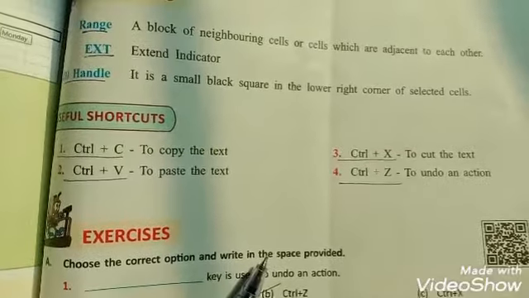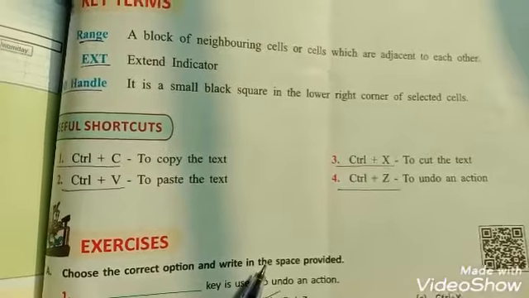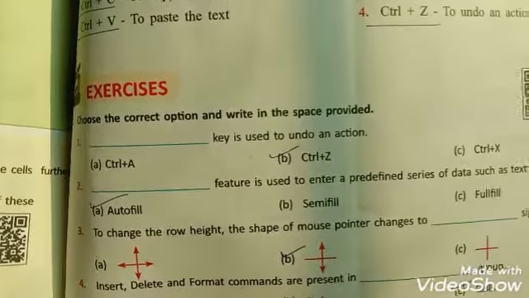Shortcut keys: Ctrl+C to copy the text, Ctrl+X to cut the text, Ctrl+V to paste the text, and Ctrl+Z to undo an action. Exercise question number 8.